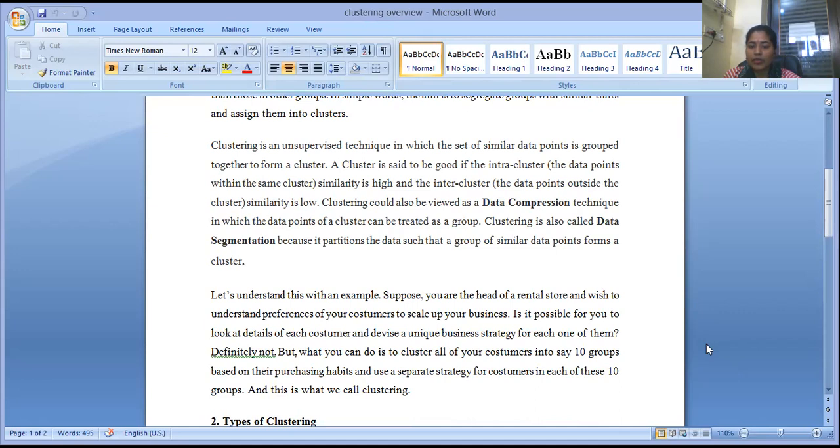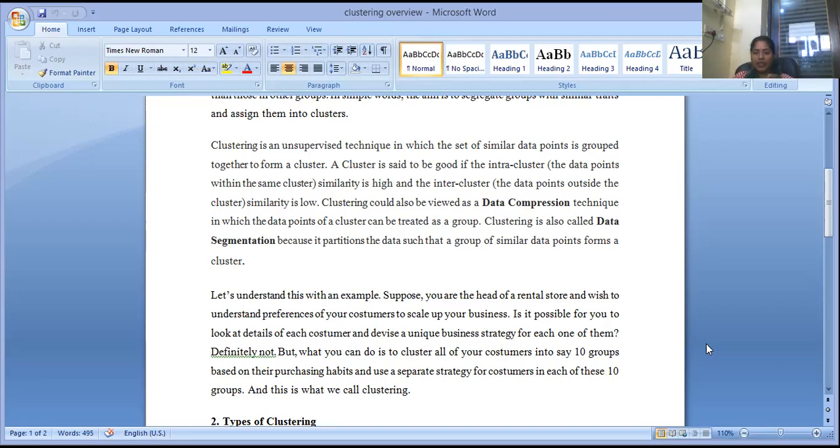If it is possible for you to look at the details of each customer and devise unique business strategies for each one of them, definitely not, isn't it? Definitely not. But what you can do is to cluster all of your customers, say into 10 groups based on their purchasing habits, and use a separate strategy for customers in each of these 10 groups. This is what we call clustering.